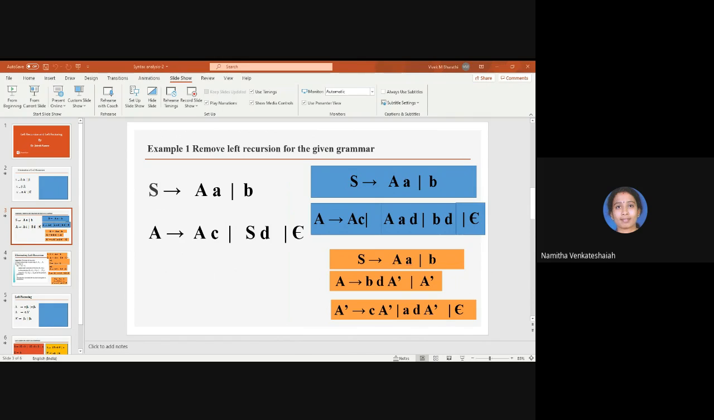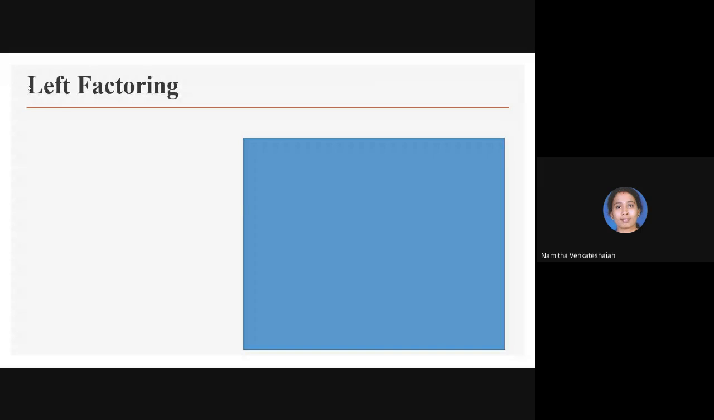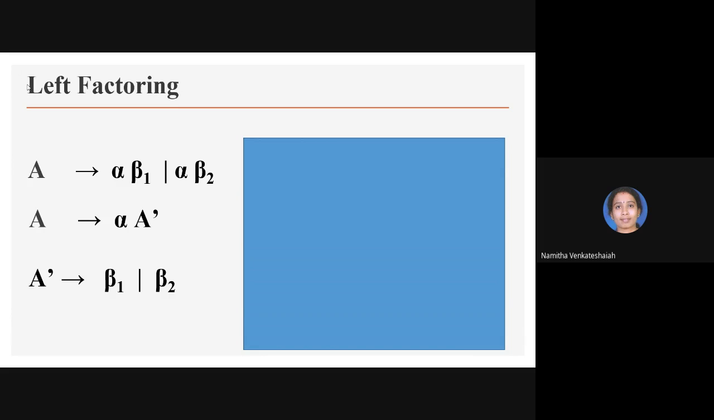Removing left factoring. Okay, next topic is removing left factoring. So, what is left factoring? So, assume the grammar A produces alpha beta 1 or alpha beta 2, which becomes A produces alpha A dash, and A dash produces beta 1 or beta 2. Okay, so this is the grammar. This is having left factoring. So, what do you mean by left factoring?